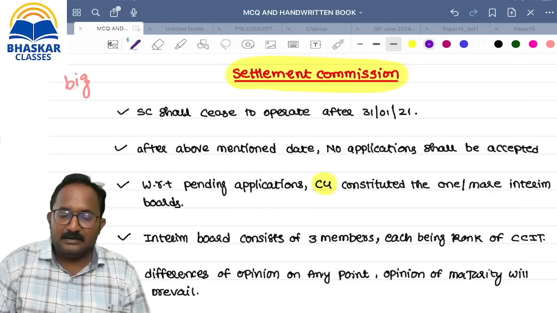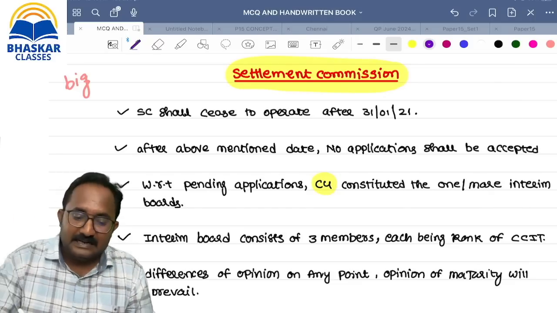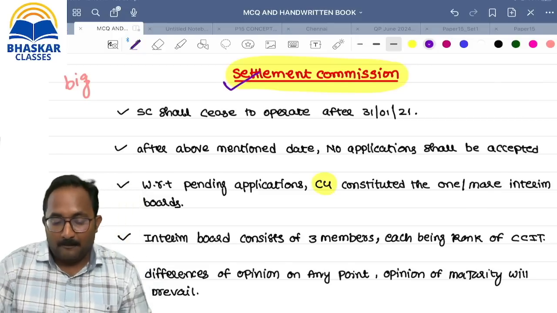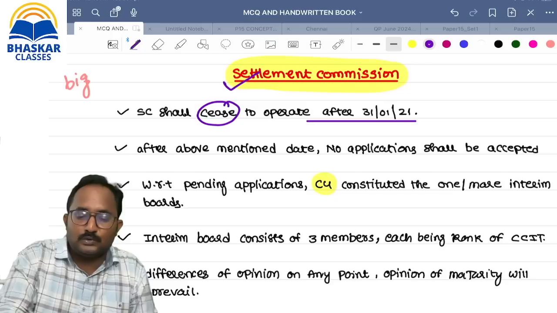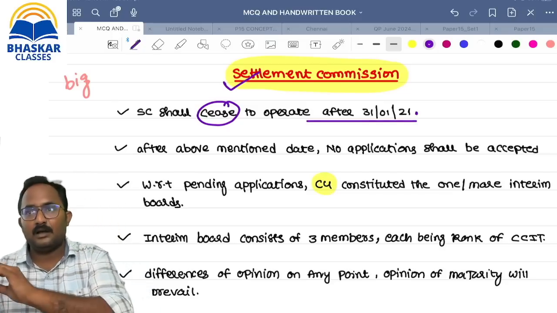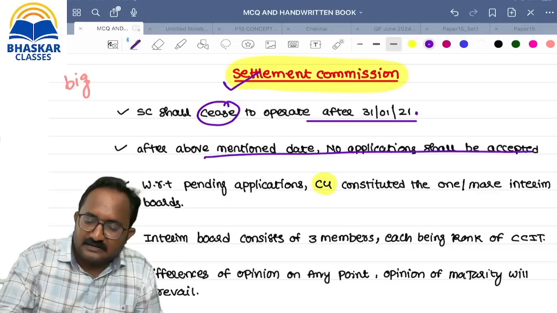So the settlement commission is incorporated for any pending disputes between the assessee and the department. They can be settled by applying to the what, ma? Settlement Commission. But that option ceased after which date, ma? 31/1/2021. You can't make an application after that date. Above the mentioned date, no application can be accepted.